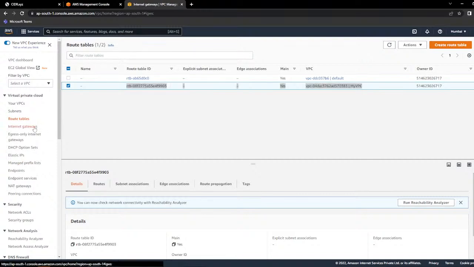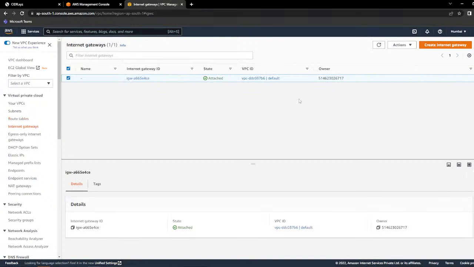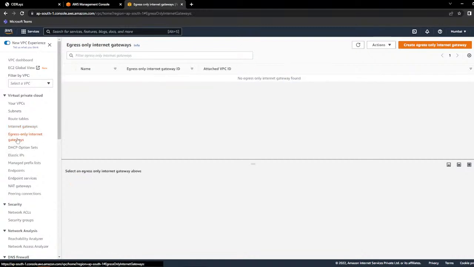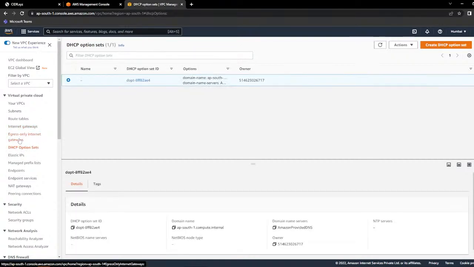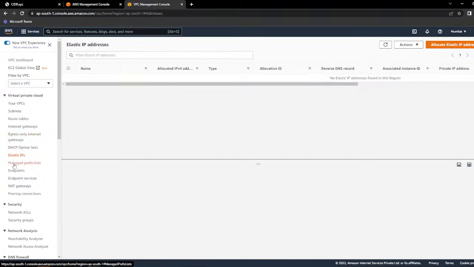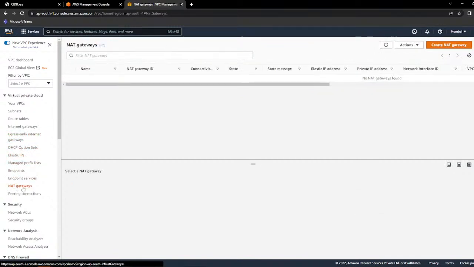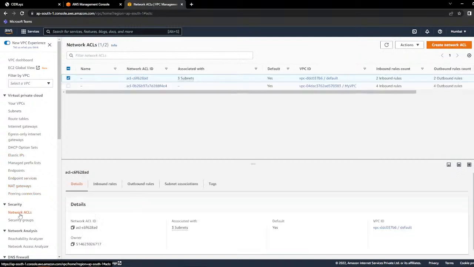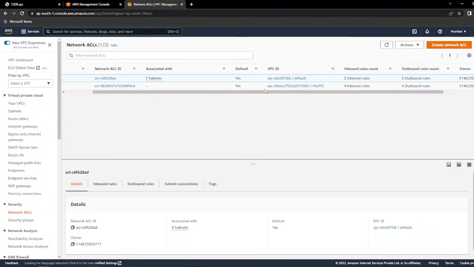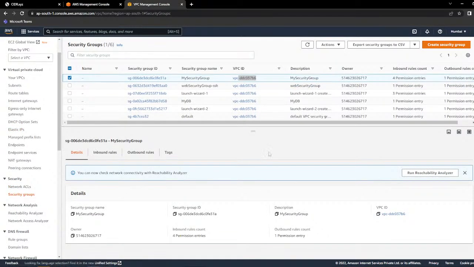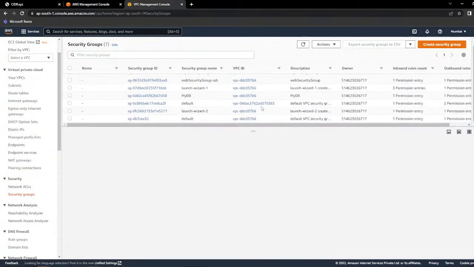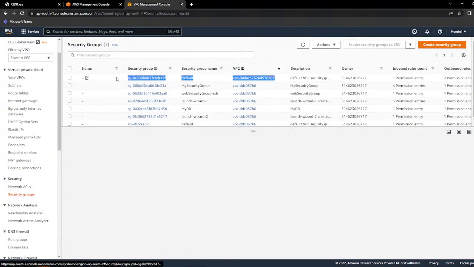Now internet gateway. There is no internet gateway created. These are not elastic IP, not required. NAT gateway, there is no NAT gateway. NACL, network access control list. If you see here, a NACL is created for our VPC. And security group. If you see here, refresh it, a security group is created for our VPC.